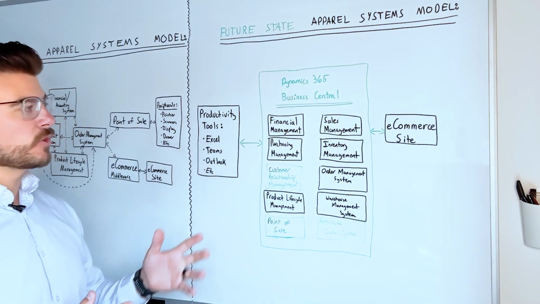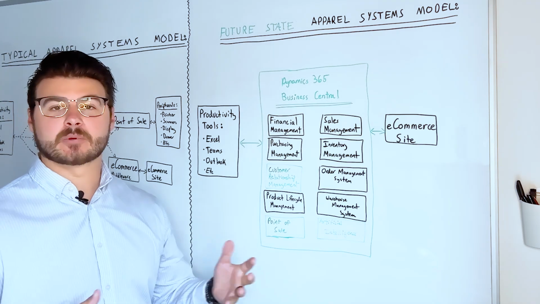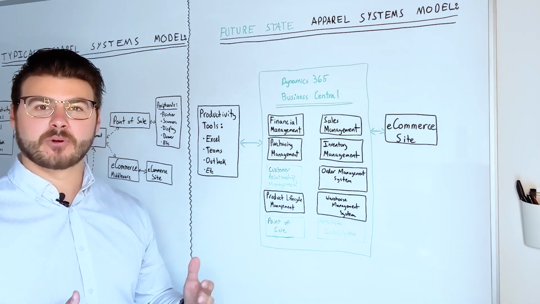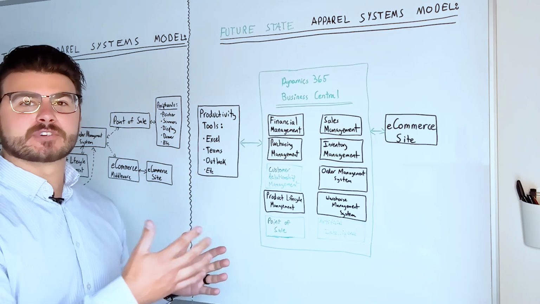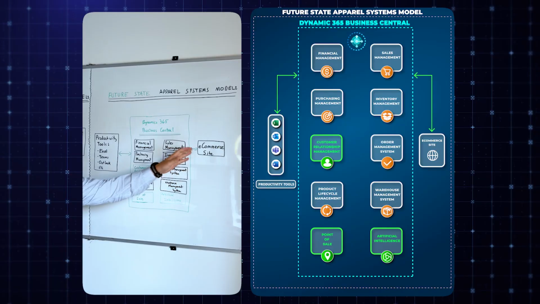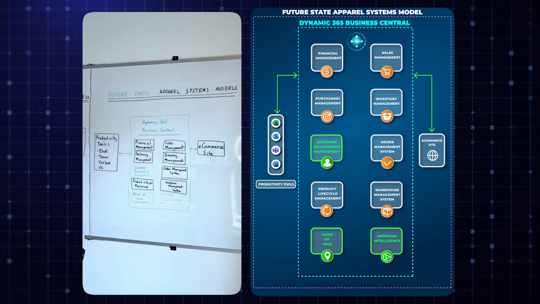So this is a potential future state of running on Dynamics 365 Business Central for an apparel organization. Of course, there are lots of different setups that you could see here with future channels like B2B or maybe EDI, but this is the most typical that we see in the industry and definitely the most streamlined that we see.